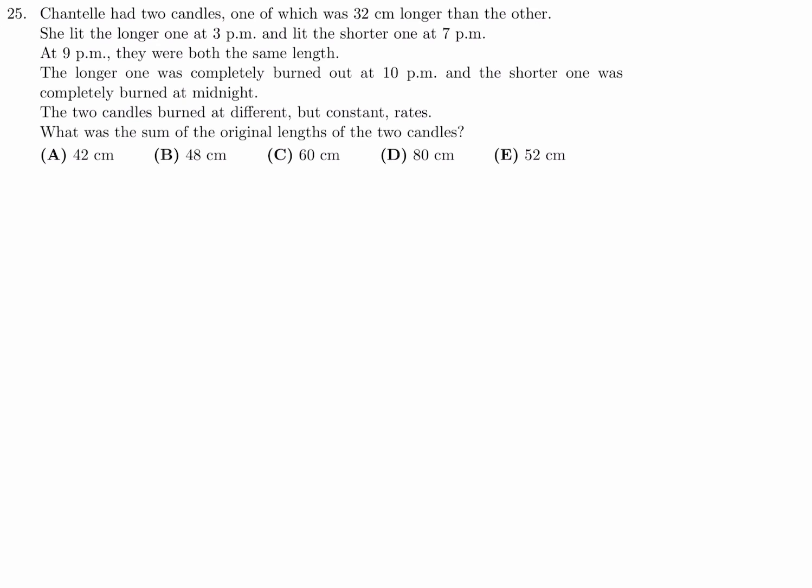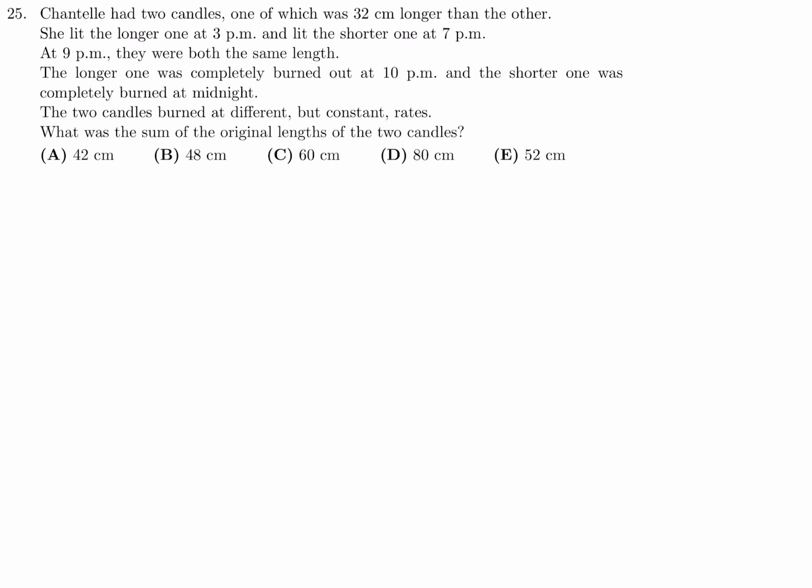It has 2 candles, one of which was 32 centimeters longer than the other. She lit the longer one at 3 p.m. and lit the shorter one at 7 p.m. At 9 p.m., they were both the same length. The longer one was completely burned out at 10 p.m. and the shorter one completely burned out at midnight. The 2 candles burned at different rates, but constant rates. What was the sum of the original lengths of the 2 candles?